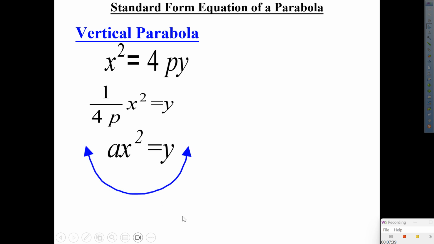Did everybody agree? It's going either up or also it's going which way? Down. Vertical. It either goes up or it goes down. And here's the directrix. There it is, directrix. Okay?